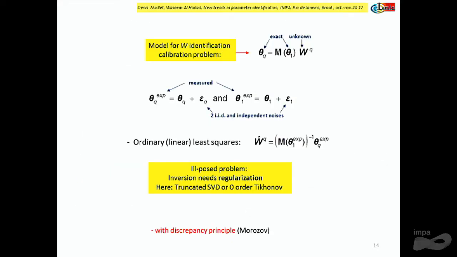So we have a model for the identification calibration problem. Here you have the exact value. But when you make measurements, there is noise on the output and on the input. So if you use ordinary least squares, you can formally, without noise, invert this matrix. But since there is noise in both input and output, it's an ill-posed problem, so you need regularization. Here we use either truncated singular value decomposition or zero-order Tikhonov using the discrepancy principle.